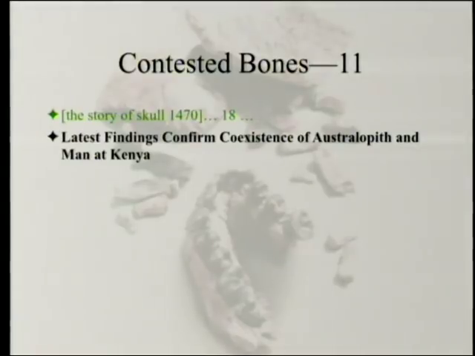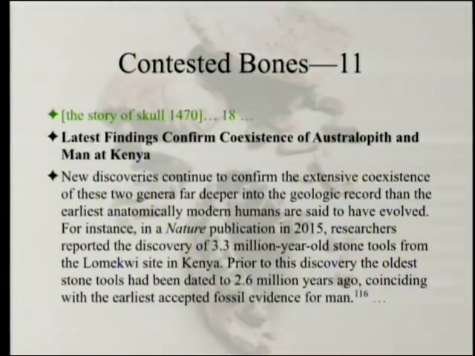Latest findings confirm coexistence of Australopith and man in Kenya. New discoveries continue to confirm the extensive coexistence of these two genera far deeper into the geologic record than the earliest anatomically modern humans are said to have evolved. For instance, in a Nature publication in 2015, researchers reported the discovery of 3.3 million-year-old stone tools from the Lomekwi site in Kenya. Prior to this discovery, the oldest stone tools had been dated to 2.6 million years ago, coinciding with the earliest accepted fossil evidence for man.